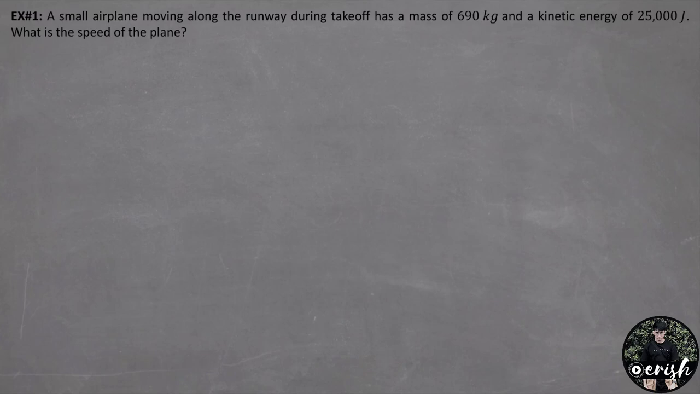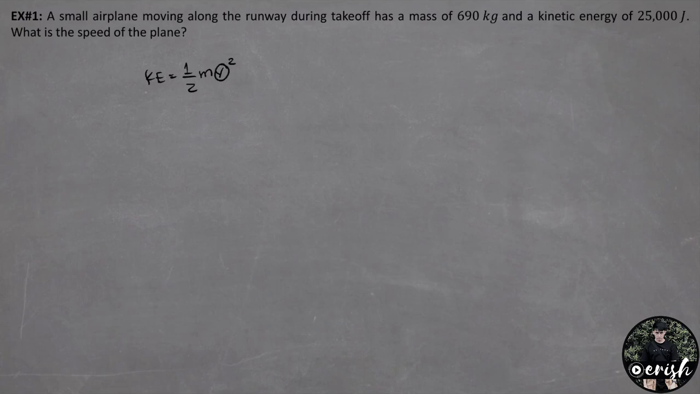Example number 1. A small airplane moving along the runway during takeoff has a mass of 690 kilograms and a kinetic energy of 25,000 joules. What is the speed of the plane? The kinetic energy of an object is given by the equation 1 half mass times the velocity square, and we know that yung kinetic energy is 25,000 joules and yung mass naman is 690 kilograms. Therefore, masasolve na natin agad yung speed directly deriving from this equation.